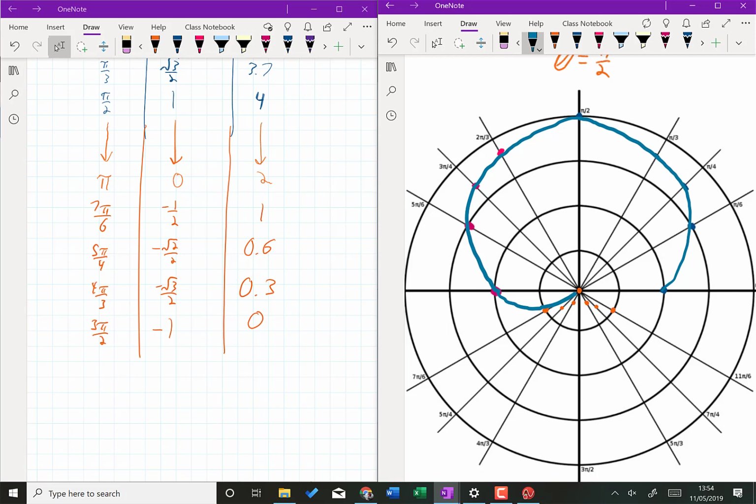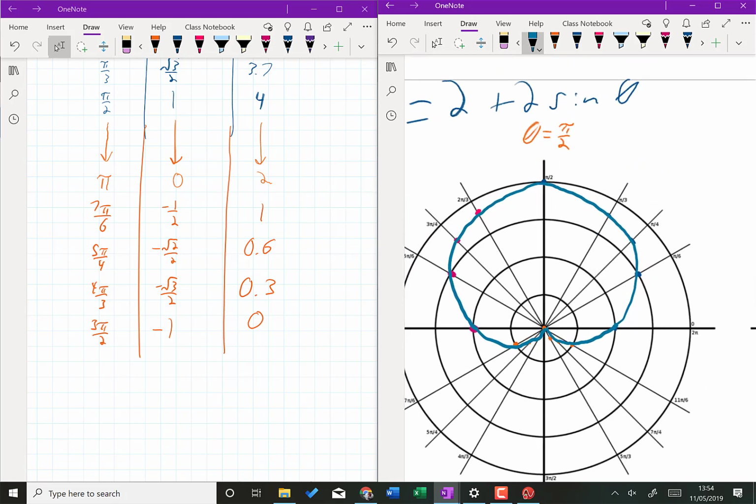Uh-oh. So I'm not quite getting this just right out there. There we go. Okay, that's about as good as I can do. This shape has a name. It's called a cardioid.